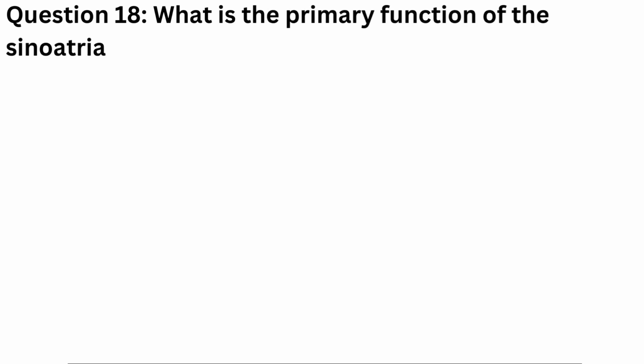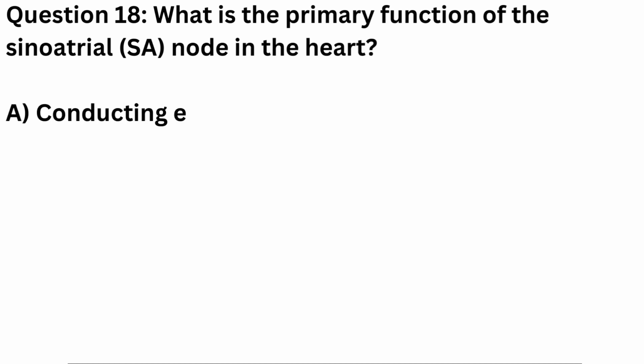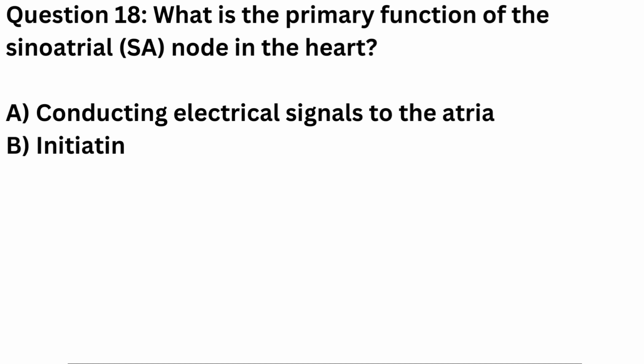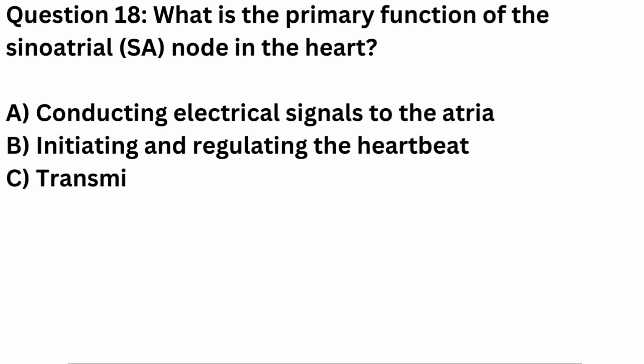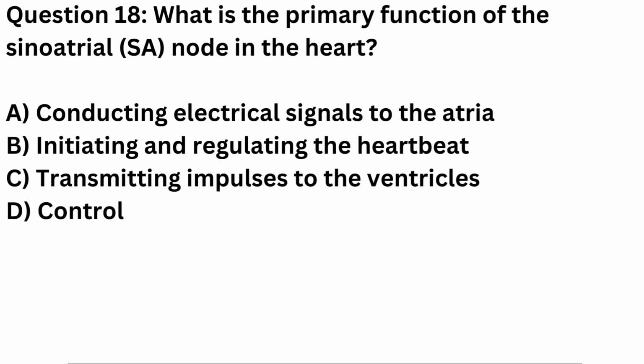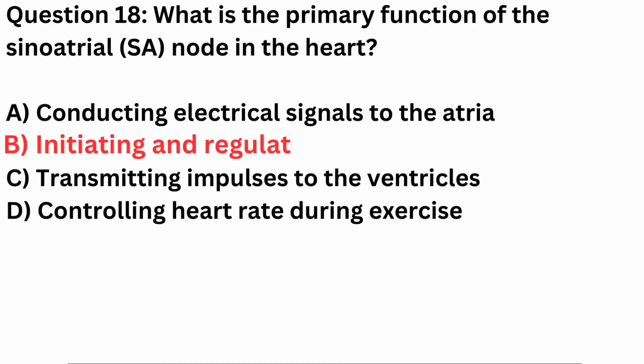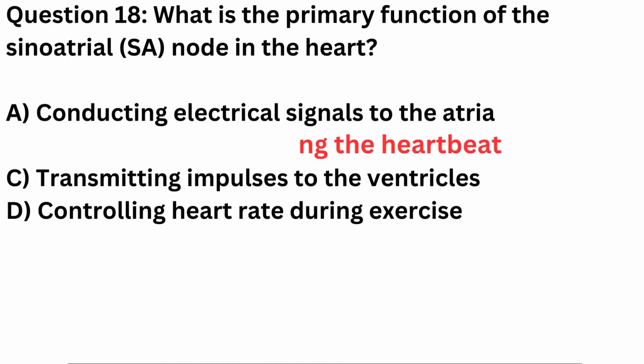Question 18. What is the primary function of the sinoatrial SA node in the heart? A. Conducting electrical signals to the atria. B. Initiating and regulating the heartbeat. C. Transmitting impulses to the ventricles. D. Controlling heart rate during exercise. Correct answer is B. Initiating and regulating the heartbeat.